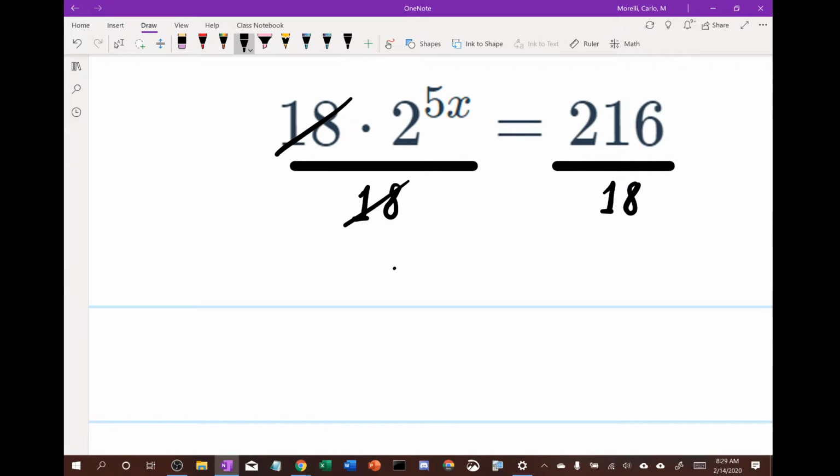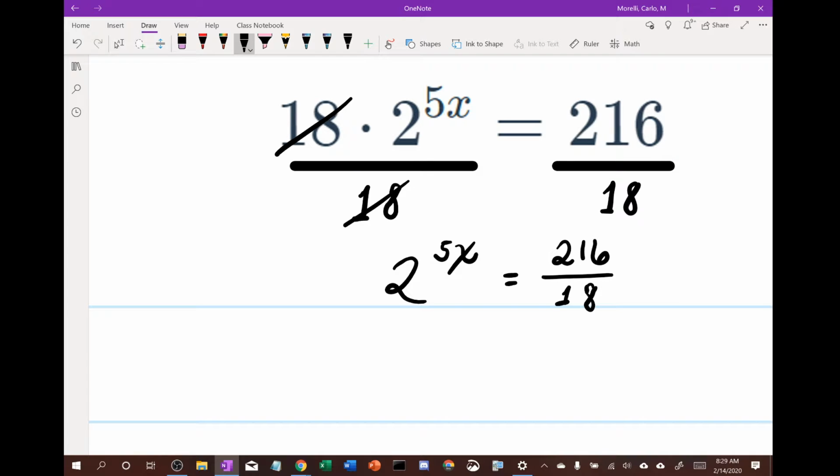And now we have, on the left, 2 raised to the power of 5x equals 216 over 18. Okay? Just leave that huge fraction over there like it is, because you're going to put it in the calculator, all right? I want you to do all this work in the calculator in terms of this kind of silly little tiny math that from 3rd grade, you know.